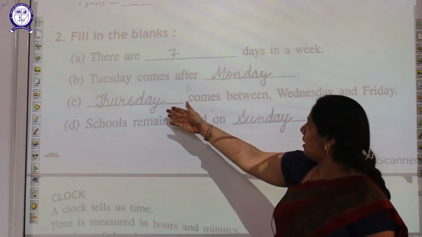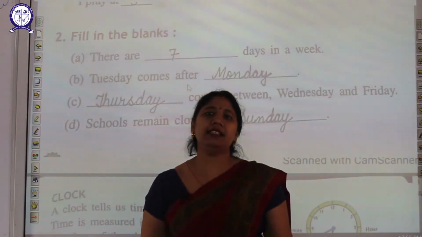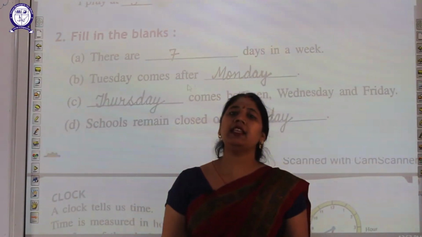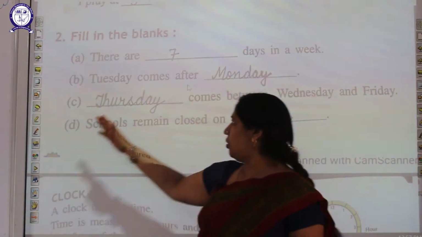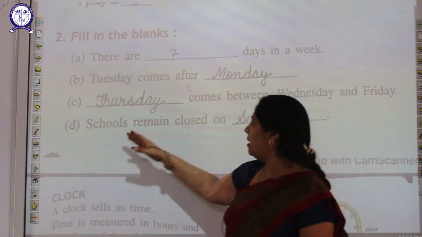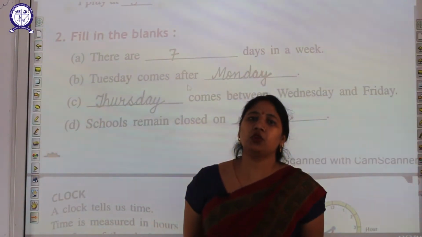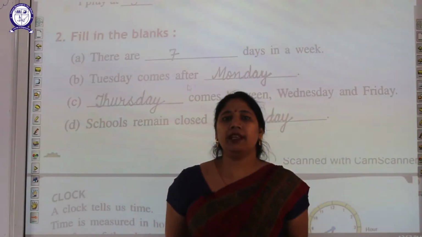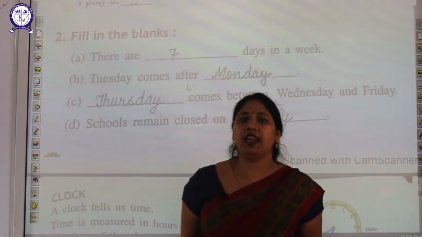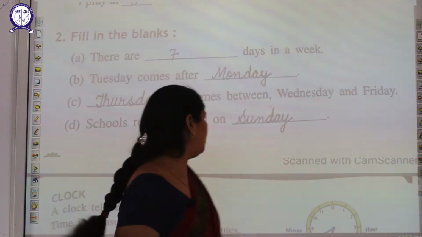Thursday comes between Wednesday and Friday: Wednesday, Thursday, Friday. School remains closed on Sunday. We have to say Sunday is a holiday. Come to the next.